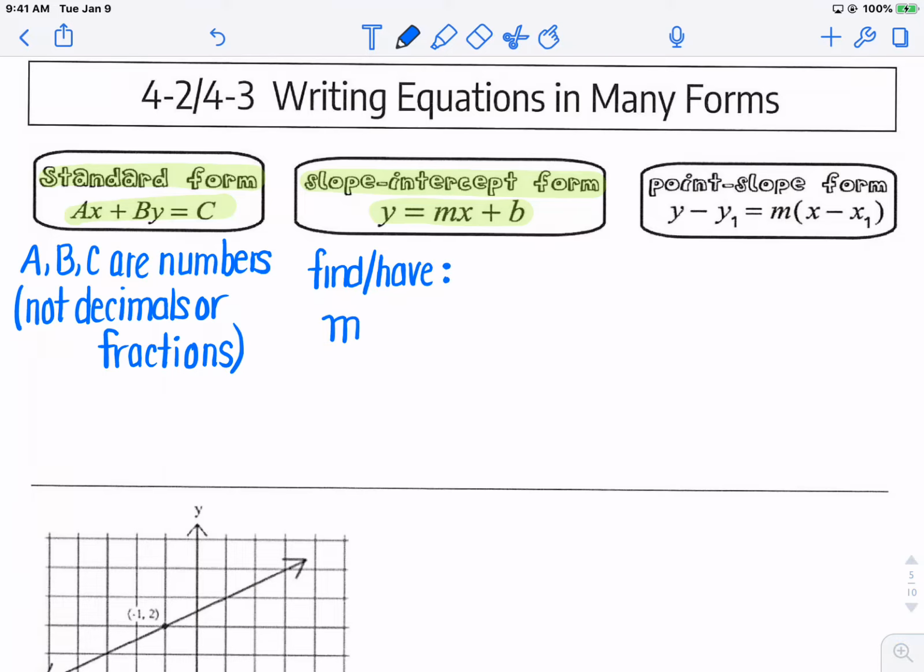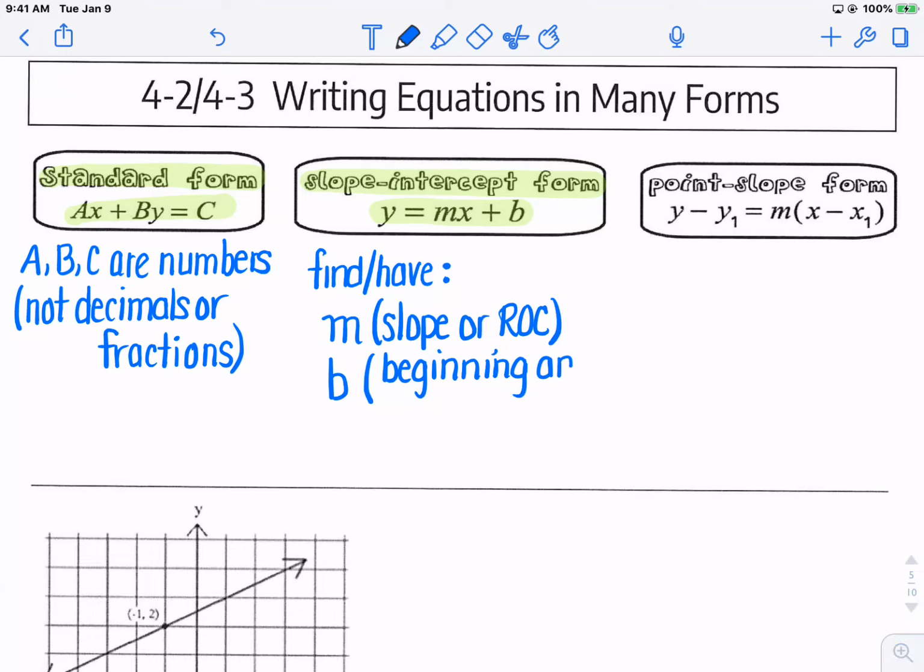We need the slope, and that's what the M stands for, the slope, or what we called rate of change. If you have something about feet per second, miles per hour, one of those numbers that has two units in comparison, that's your rate. And then you need your B, and we called that the beginning amount, the amount before everything starts adding on to it. The other thing it's called when you do your graphs is your y-intercept. If we have those two pieces of information or we can easily find them, then I'd write my equation in slope-intercept form.